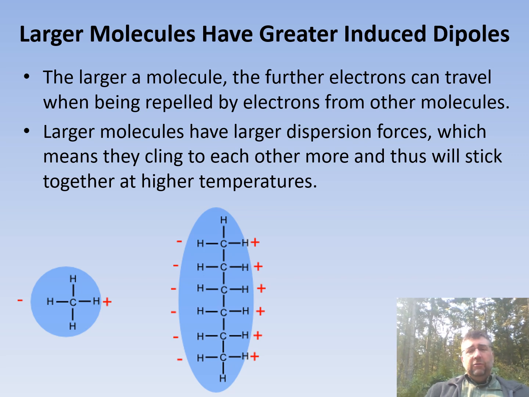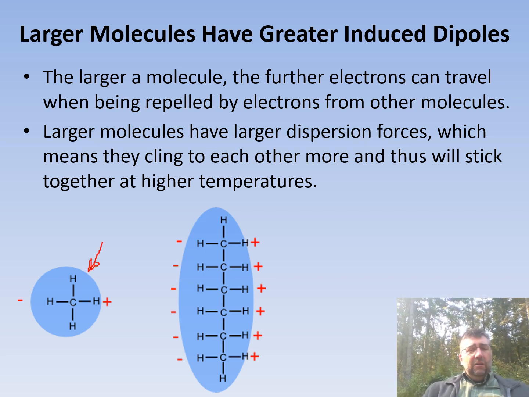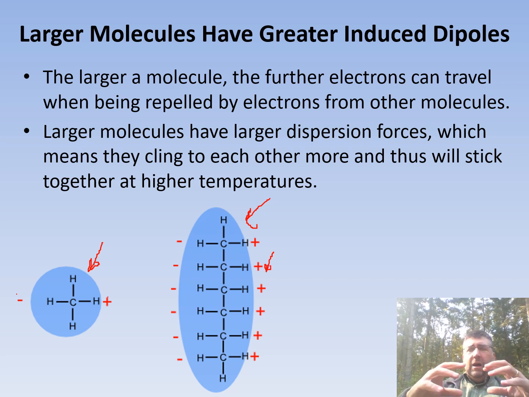So if you take a look at these two examples here, this is methane, CH4. It's going to only be able to form a dipole in these two spots. But if you look at something much larger, like this hexane molecule, there are many more places where these dipoles can be induced, which means that its intermolecular force is going to be greater. That means that they can stick together at higher temperatures because they have more induced dipoles available.